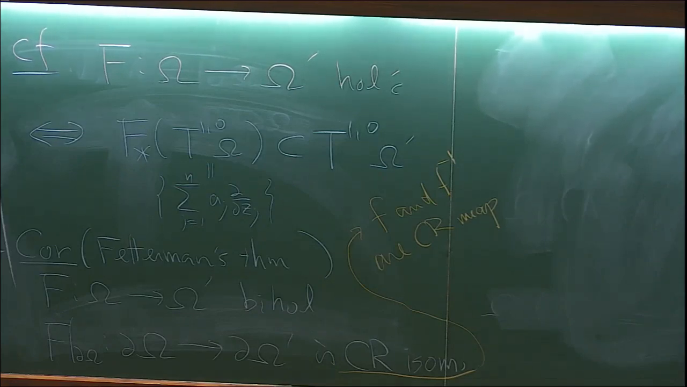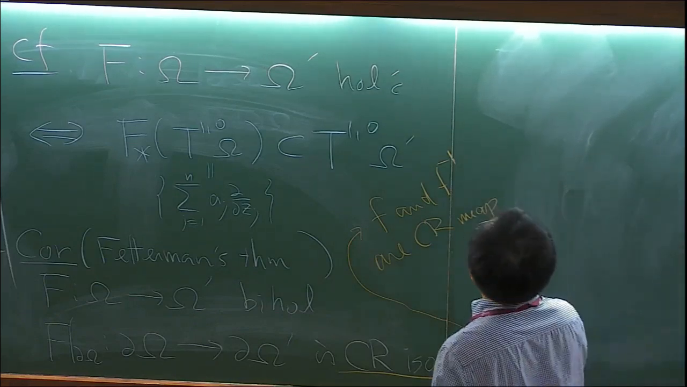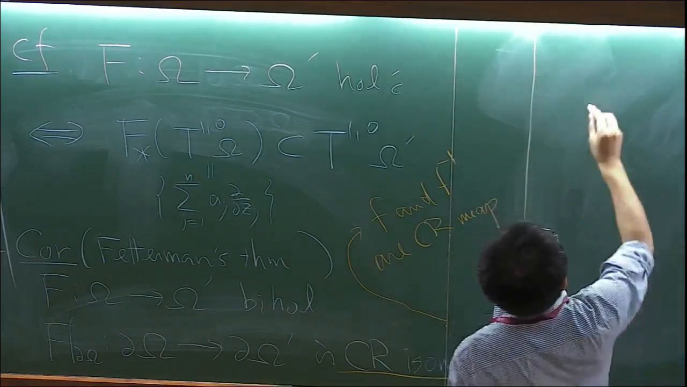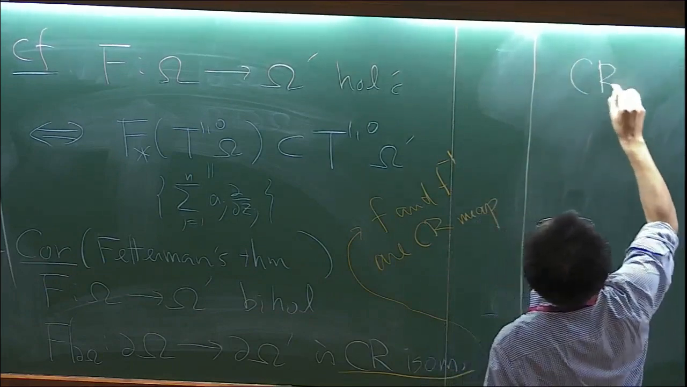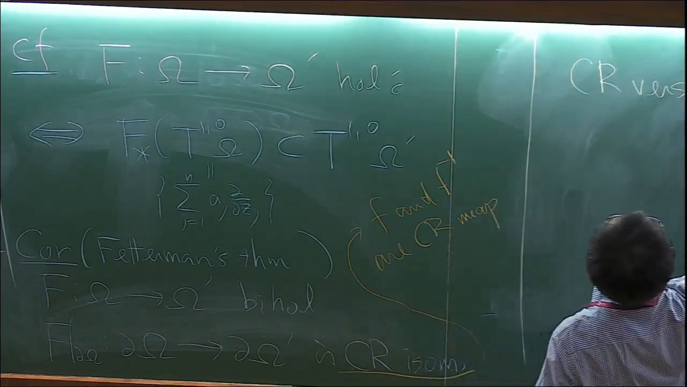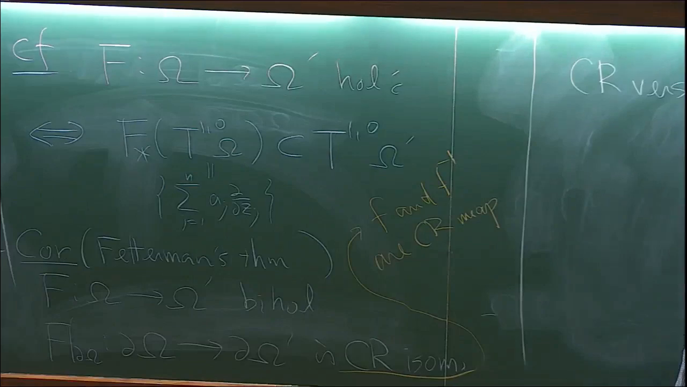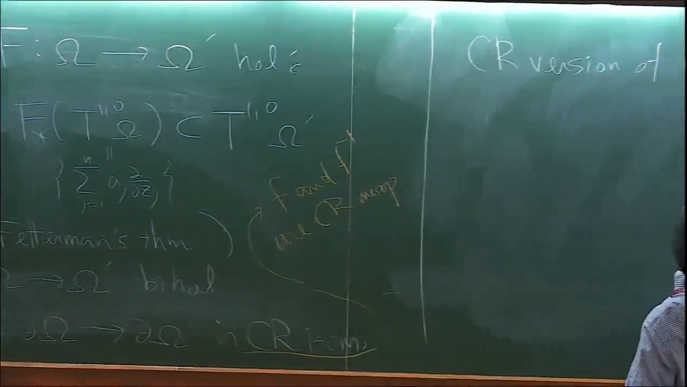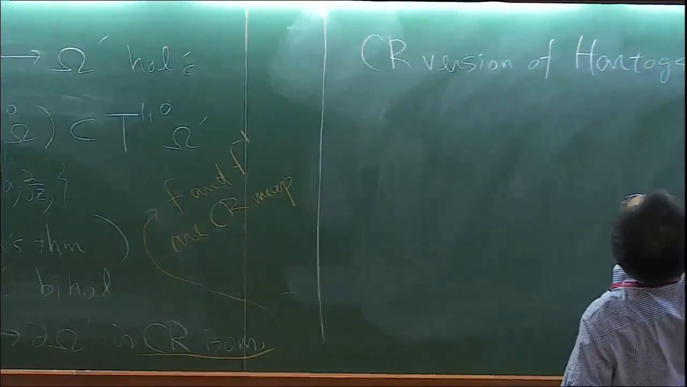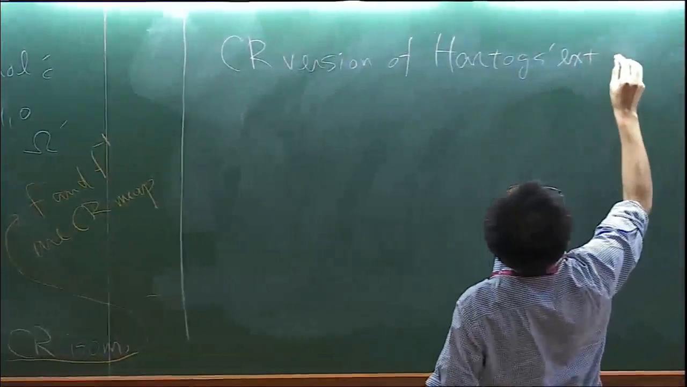The natural question is, what happens if the boundary is CR isomorphic? Can you extend this to the holomorphic map inside? That is rather easy. So this is called maybe the CR version of Hartogs' extension.